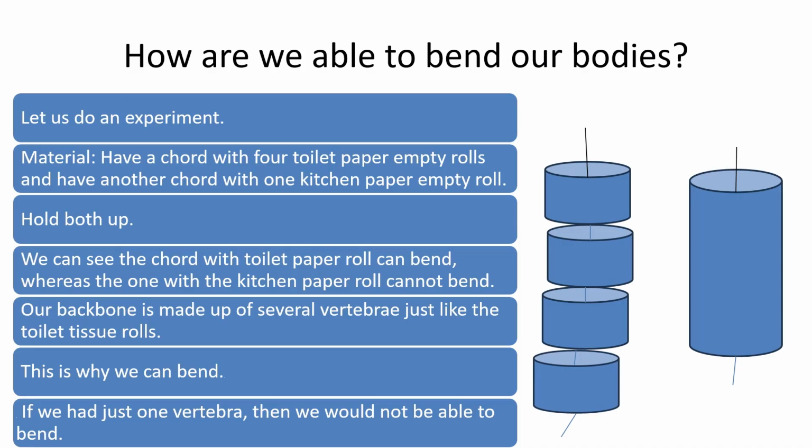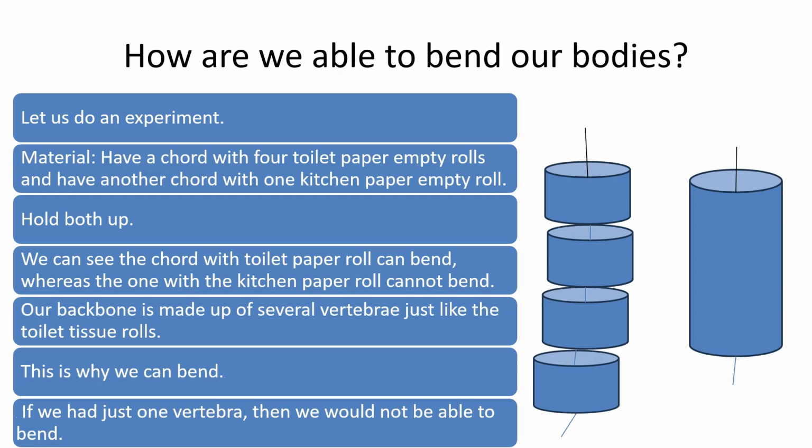How are we able to bend our bodies? Have you ever thought about it? Let us do an experiment. The material we need is a cord with 4 empty toilet paper rolls and another cord with 1 empty kitchen paper roll. So we need to hold both these up. We can see the cord with toilet paper rolls can bend, whereas the one with a kitchen paper roll cannot bend.